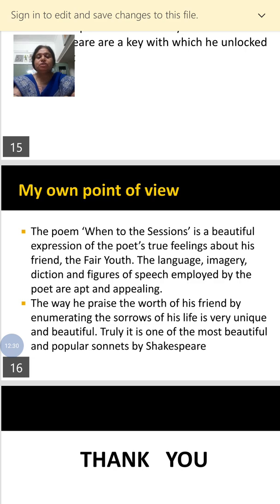The poem When I Went to the Sessions is a beautiful expression of the poet's true feelings about his friend, the fair youth. The language, imagery, diction, figures of speech employed by the poet are apt and appealing. The way he praises the worth of his friend by enumerating the sorrows of his life is very unique and beautiful. Truly, it is one of the most popular sonnets by William Shakespeare. So this was all about critical appreciation. I have given you previously the points on which to develop your critical appreciation, and today's class was concerned about the practical application of these points on a poem.